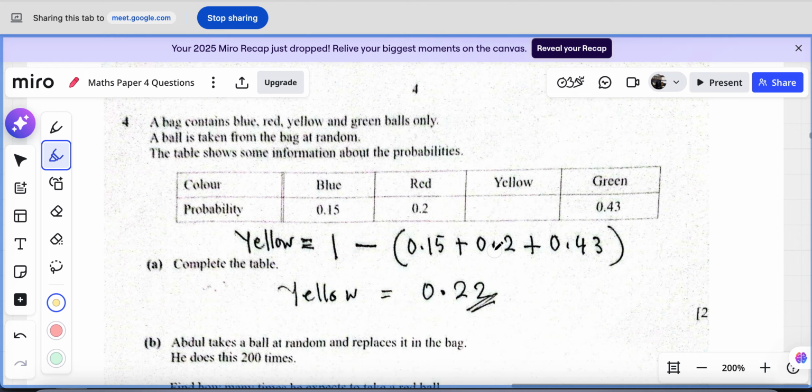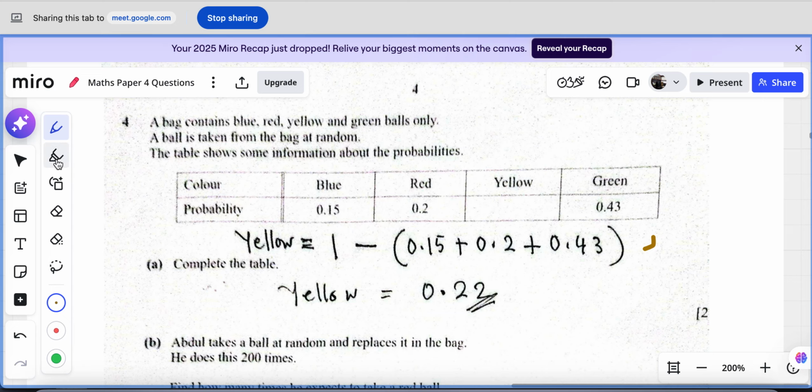Now we have the row for color and the row for probability. You can see for the blue, red, yellow, and green, the various probabilities have been given, except for yellow. The first question says complete the table, meaning find the probability of yellow. Since they've given you the probability of the rest, the rule is that the sum of all probabilities must be equal to 1. So when you sum the probabilities, you get 1. Okay?